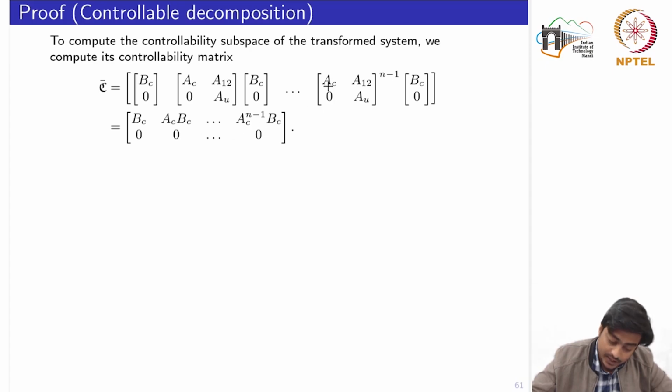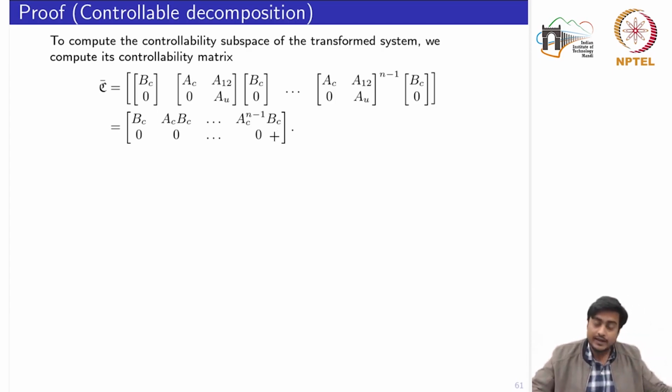Similarly, if I go forward, I would have AC to the power n minus 1. Why? Because this is an upper triangular matrix, and the power of the upper triangular matrix would be the power of the diagonal elements, and the off-diagonal elements would be computed. So that's why we have written AC to the power n minus 1 directly. If there is some non-zero component here, then I could not write it as AC to the power n minus 1. Okay, so this point should be noted here. So AC to the power n minus 1 BC. Okay, now this row is completely 0, so this won't contribute anything to the rank.